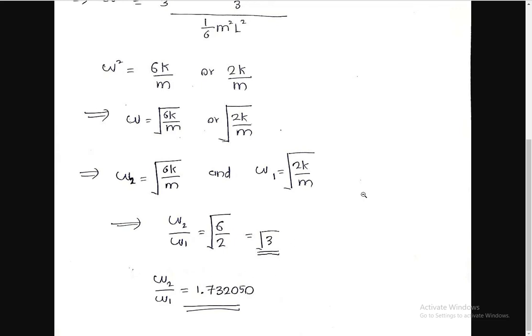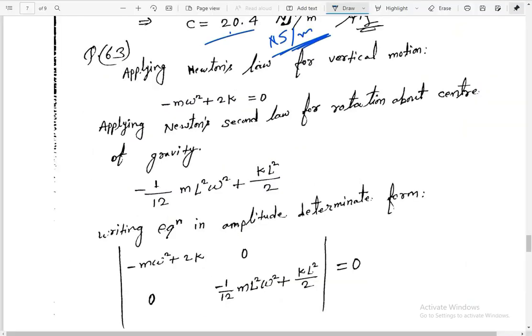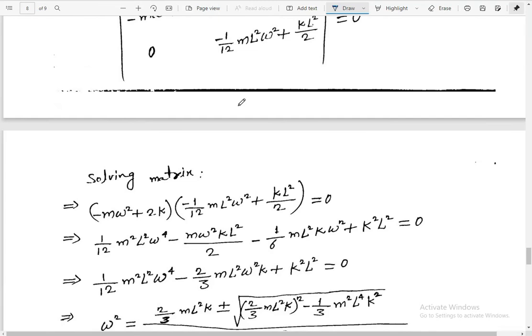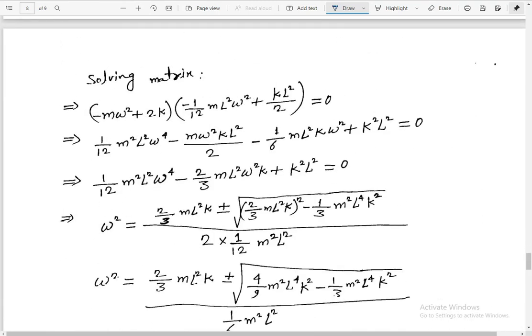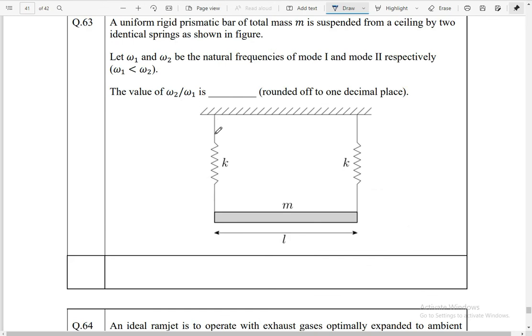The question is a little complicated, but once you understand how to draw the free body diagram and mention everything, it is easy to solve.